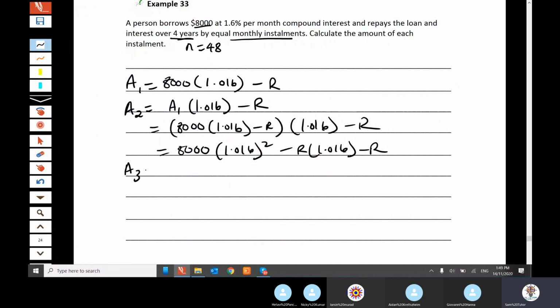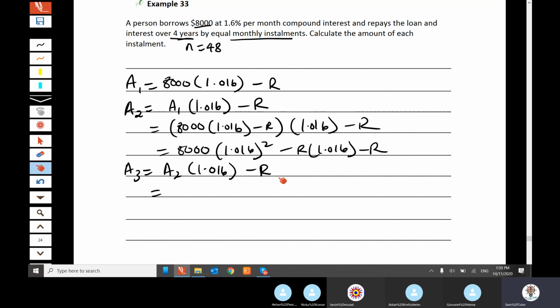A3 would be what? A2, it grows, then pay back some money. A2 is this monster. I don't like to rewrite them. All I do for myself, in my head, is if that's A2, I'll multiply it by this, I make my eyes do this. This times this, this times this, this times this. Then it's done. Do you get what I mean? It just saves me rewriting it all again.